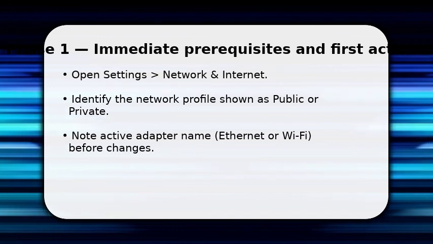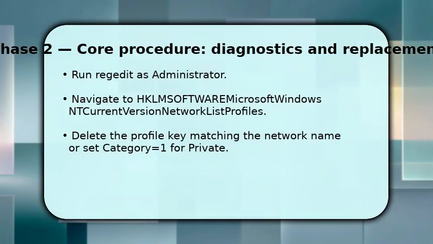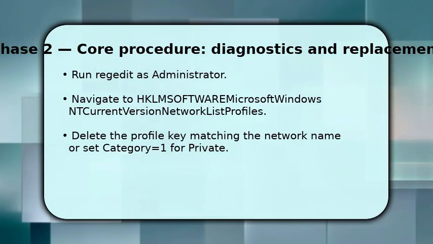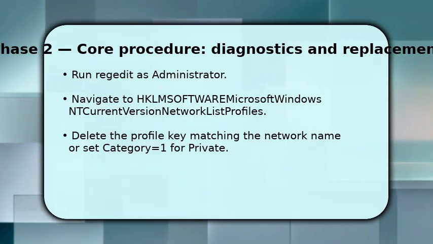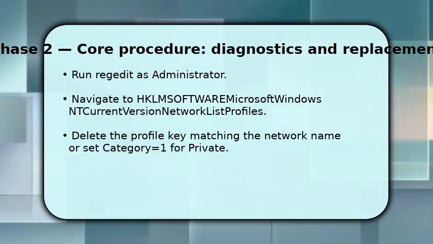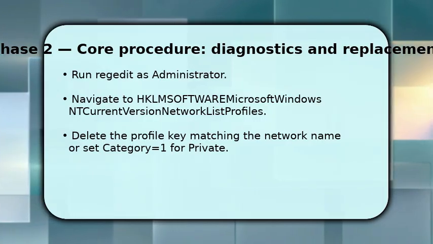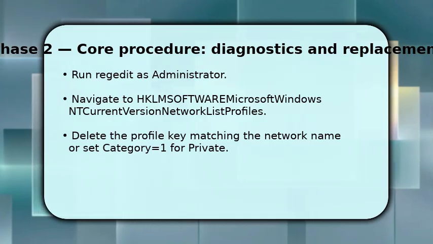You open Regedit as administrator and navigate to the network list profiles key because Windows stores network locations there. This is why registry editing works. Once you find the profile whose profile name matches your network, delete its entire key to remove the location, or edit the word category to one to force private. Be careful, deleting the wrong key can affect other networks, so export a backup first.